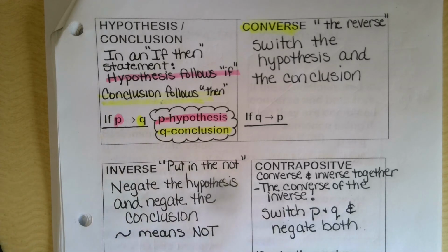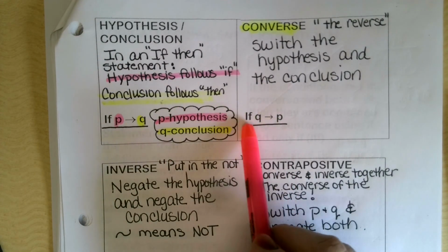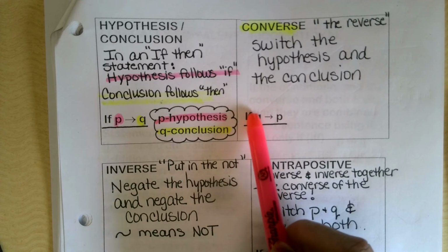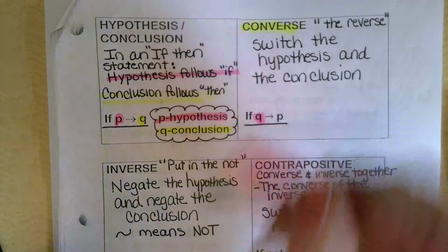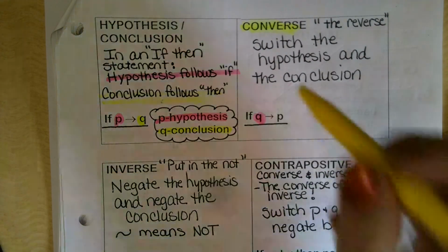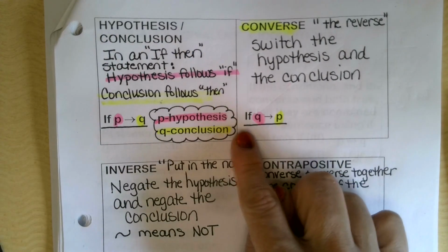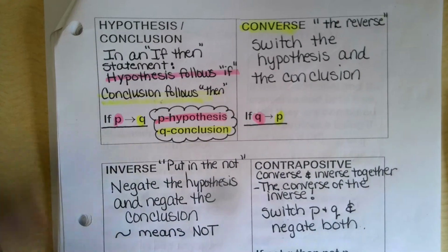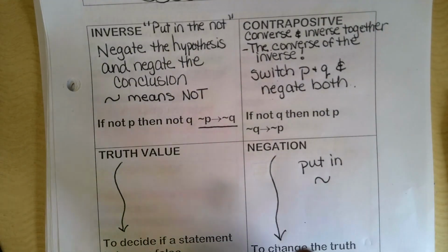The converse is the reverse. You actually switch the P and the Q. So that means this is now your hypothesis. All right, don't get confused. This is now your hypothesis, and this is now your conclusion. Okay, but we still use the same letters. Okay, if Q, then P. All right, the inverse, and I try to make this easy for you to remember.